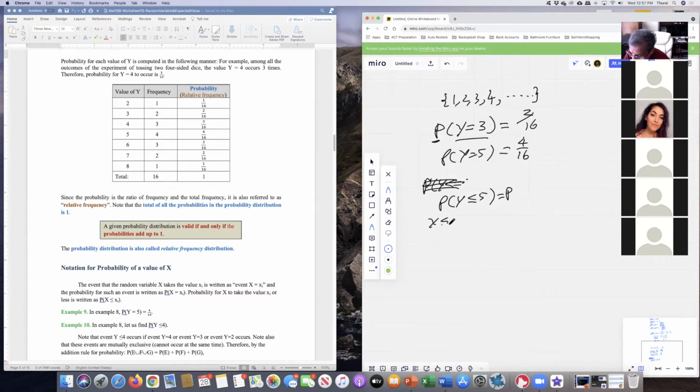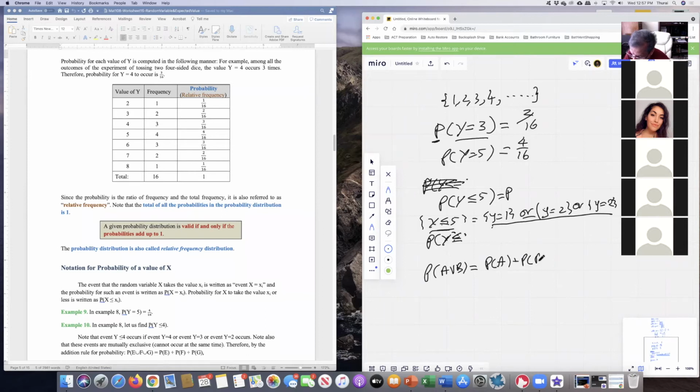Y less than or equal to 5 is the same as this event. This is an event right now. It is the same as getting y equal to 1 or y equal to 2 or y equal to 3. The union of those events equals y less than or equal to 5. So if this event is the union of those events, then the probability of this event is the sum of the probabilities.